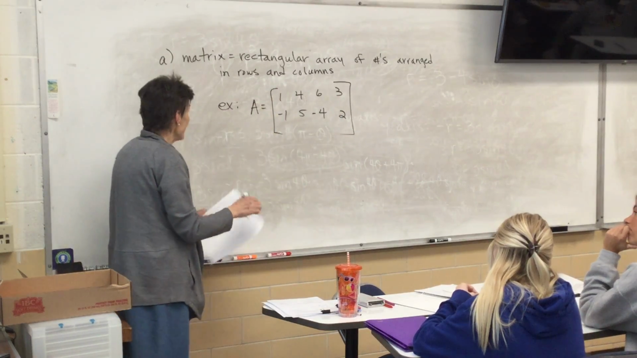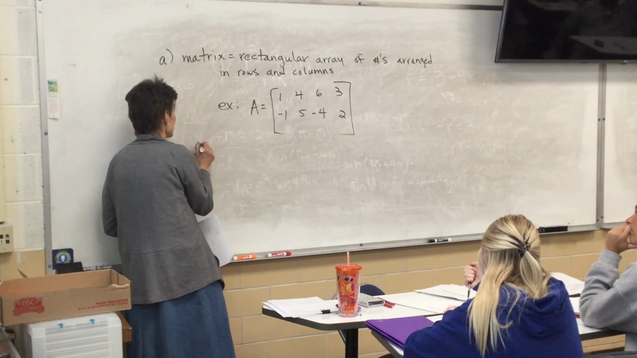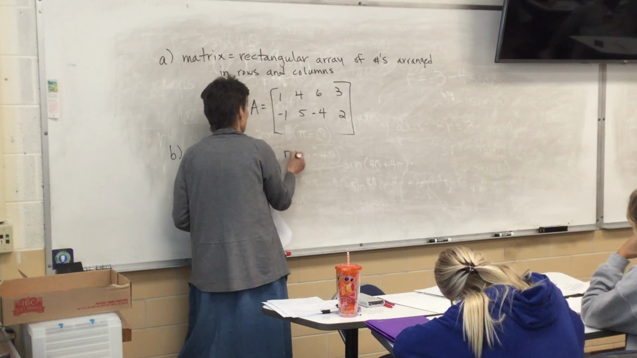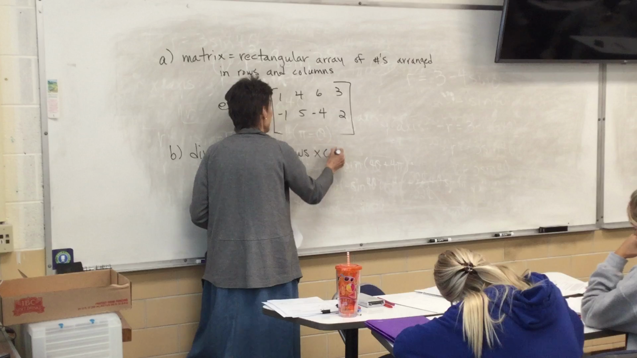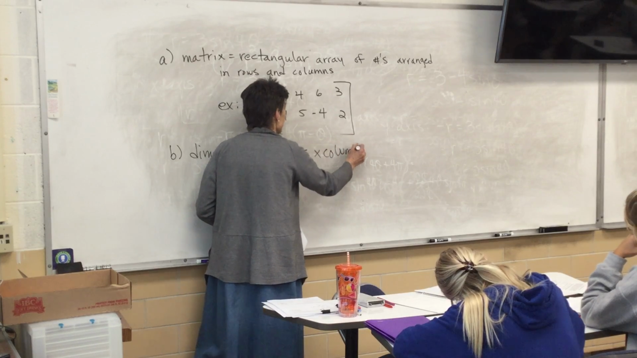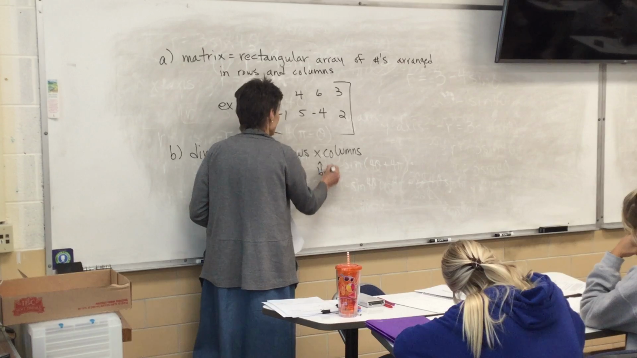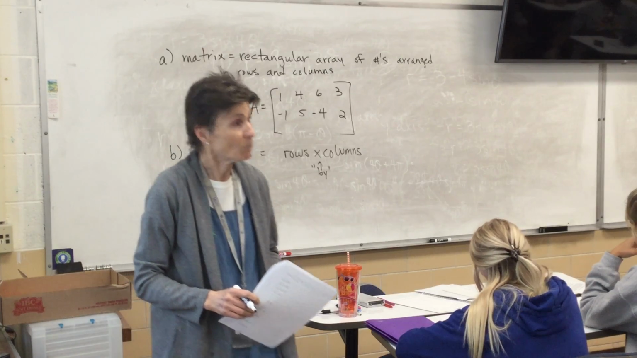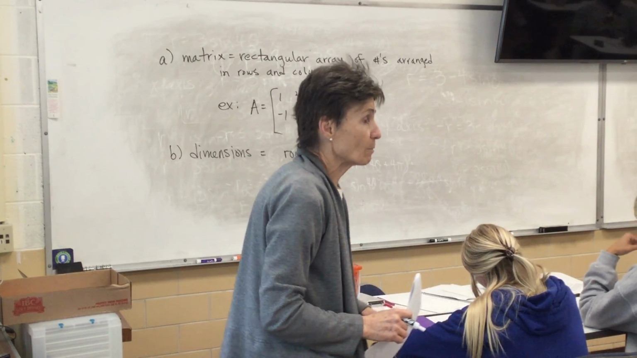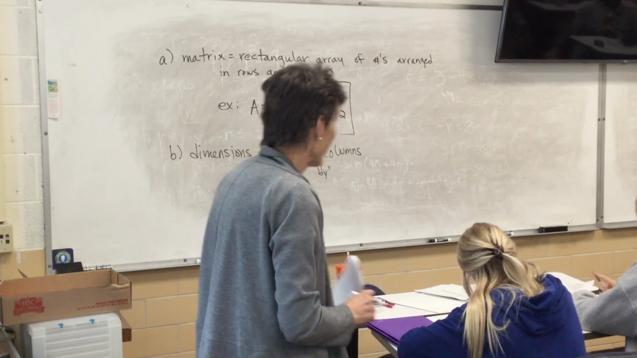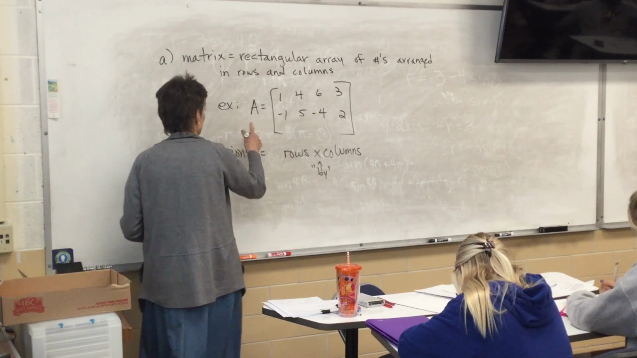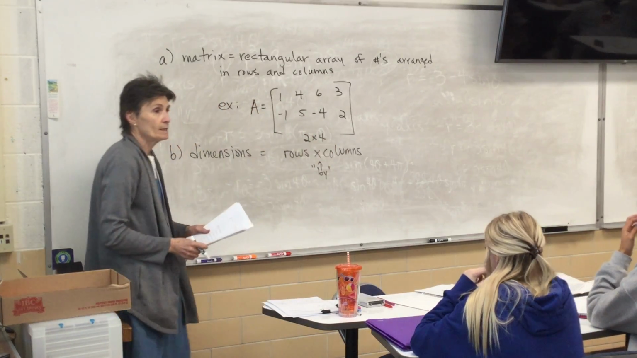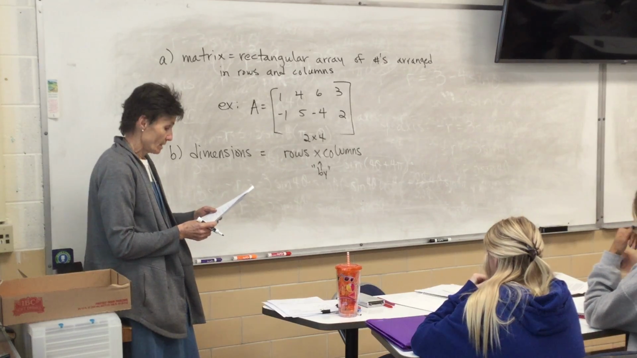When we talk about the dimensions or the order of a matrix, the dimensions are simply the size of the matrix, and we indicate that by stating its rows by its columns. Okay? This is not a times sign, it's by. If I said, what are the dimensions of this room? You might say 30 by 40, right? And that's how we identify matrices, rows by columns. So what are the dimensions of this guy? 2 by 4. This is a 2 by 4 matrix. He has 2 rows and 4 columns.